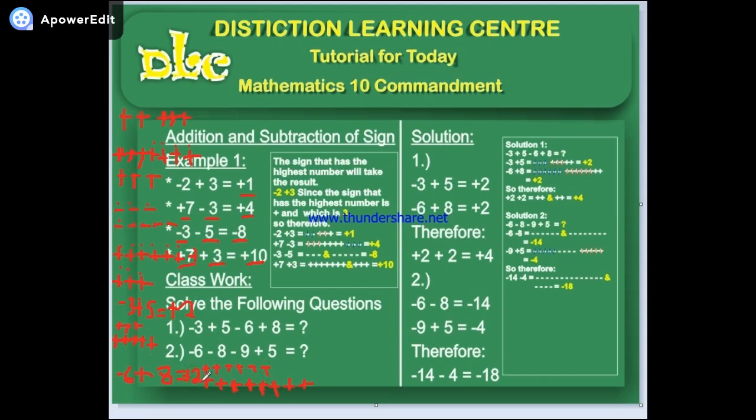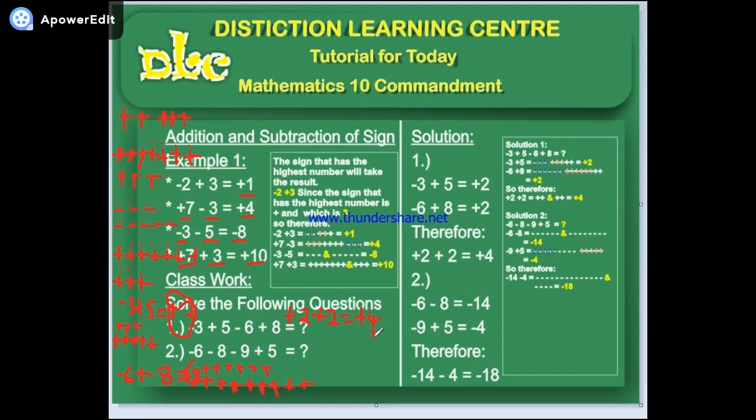So that means you now join the solution of this one and the solution of this one together. So that will give us plus 2 plus 2, which will give us plus 4. So our answer for question 1 is plus 4. This thing is very simple.